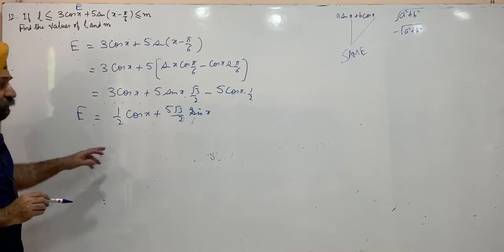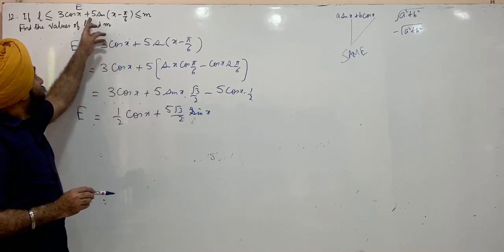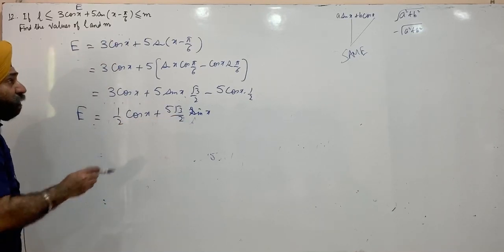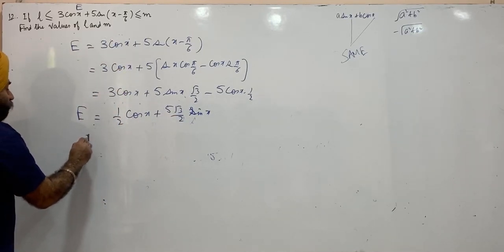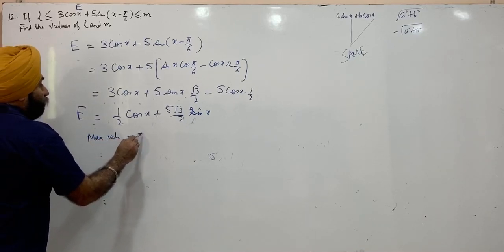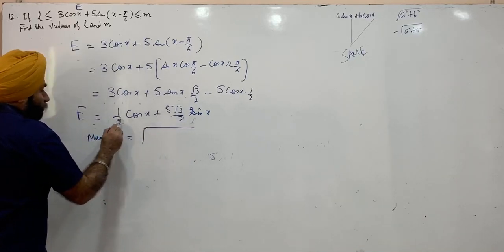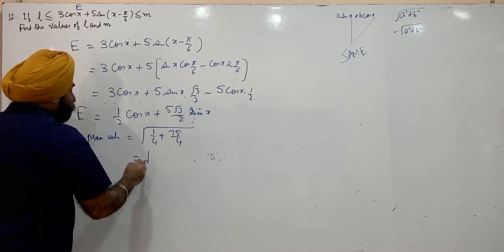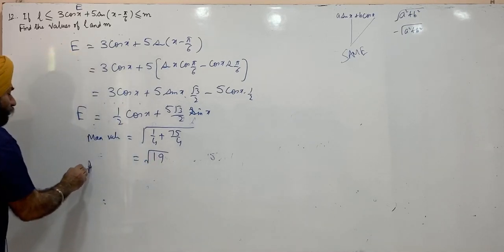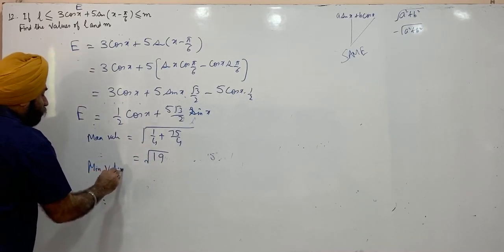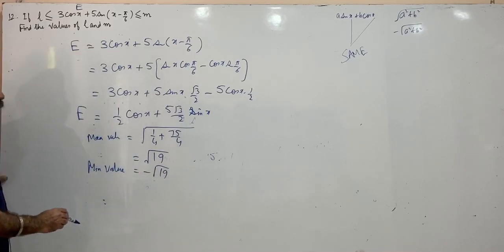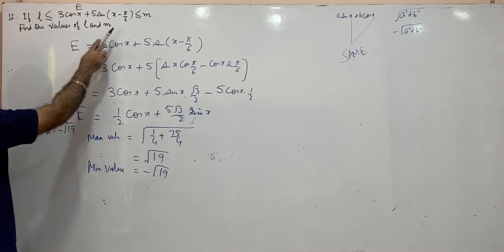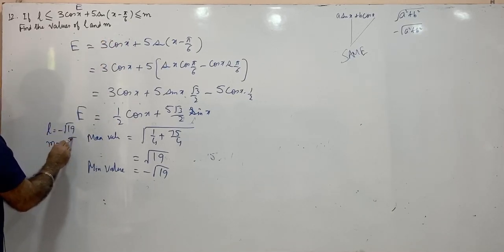This is the expression. Now this x is the same. Here we had x, this was x minus pi by 6. So we have made x the same. Now we can apply that result. The maximum value will be root of a square, 1 by 4 plus 75 by 4. So that's root of 90. And the minimum value will be minus root of 90. So that means L is minus root 90 and M is plus root 90.